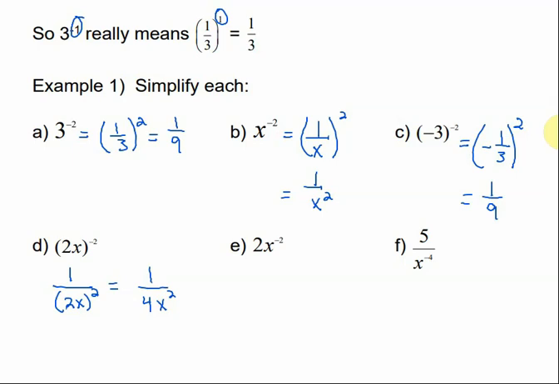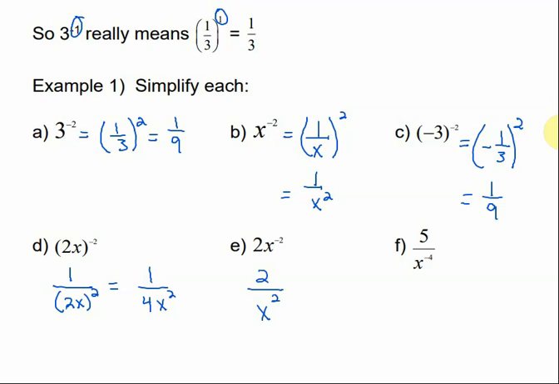Another way I like to put it is when you have a negative exponent, to get rid of it, put it where it's not. So the 2 is going to stay where it's at on top. And then the x is on top. We're going to put it where it's not. We're going to put it down at the bottom. And that makes the exponent positive.